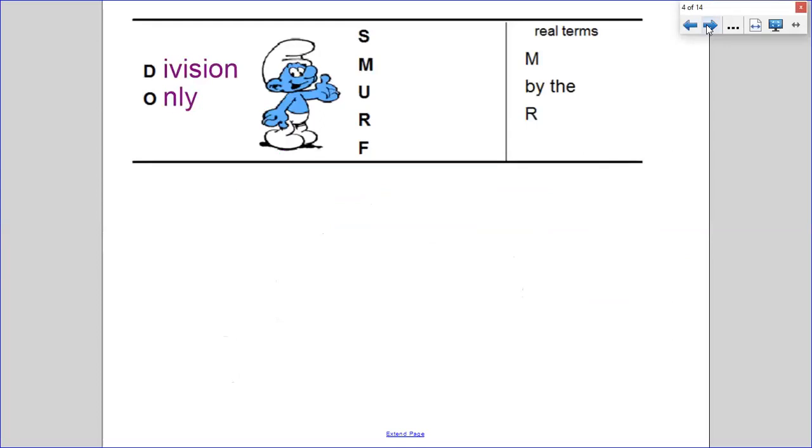The way that I teach my kiddos how to do this is I say Smurf. And we say do Smurf. And do just means division only. You are not going to be doing this when you multiply fractions, only when you divide them. So here's what Smurf means.